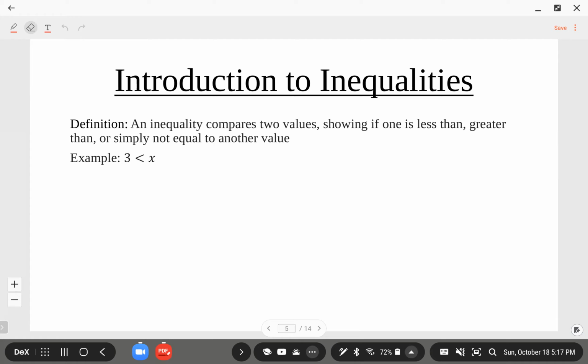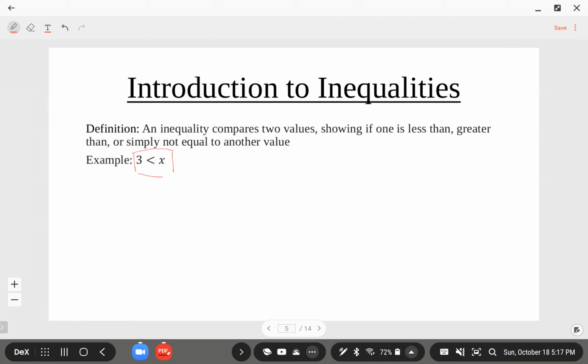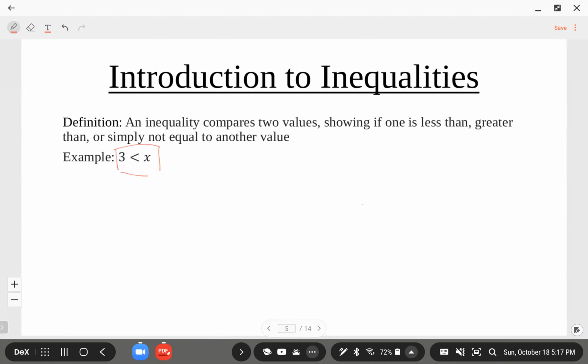An example is 3 is less than x, and it can be 3 is greater than 4. Is that an algebraic inequality? No, this is not an algebraic inequality. That is just merely a true statement. An algebraic inequality has to have a variable, just like an algebraic equation.